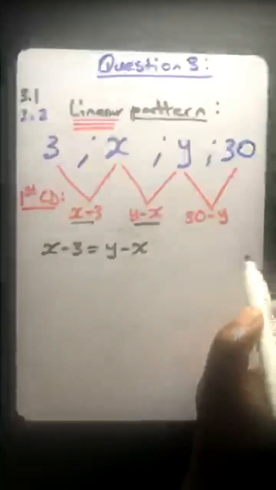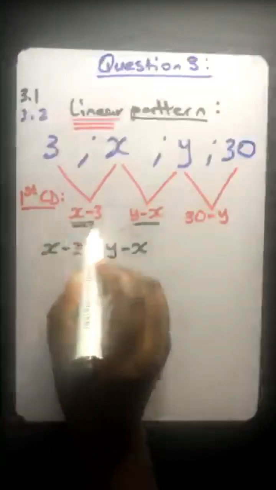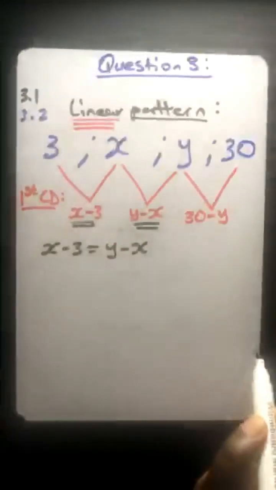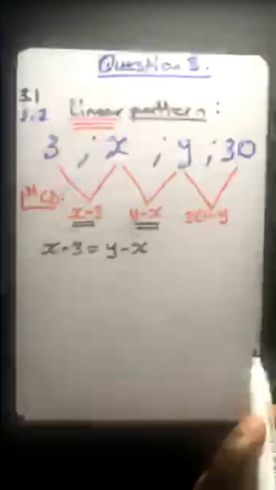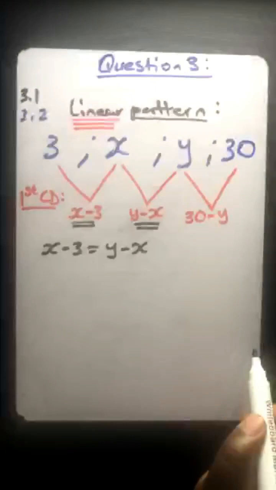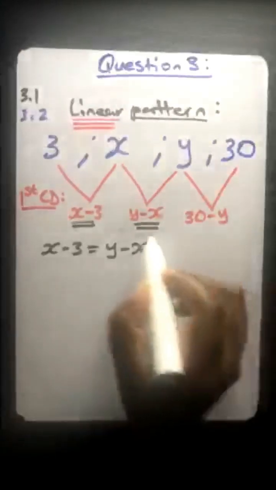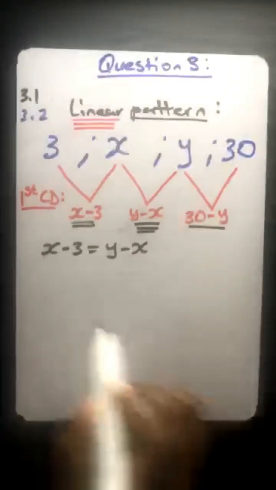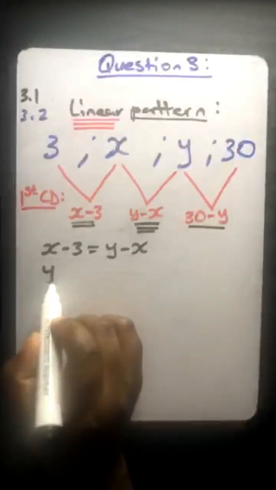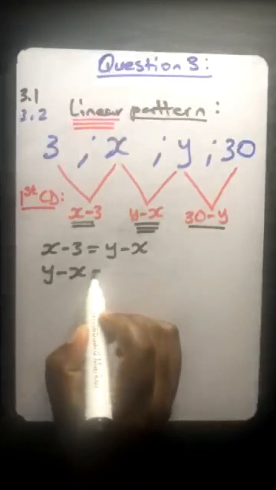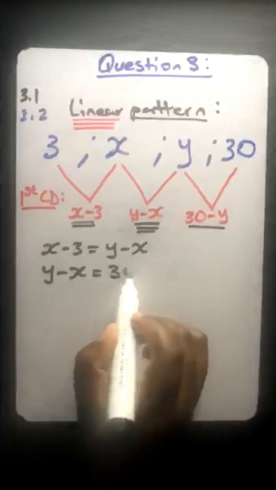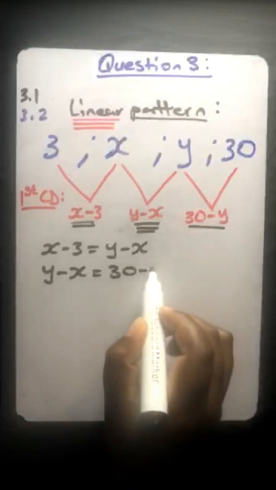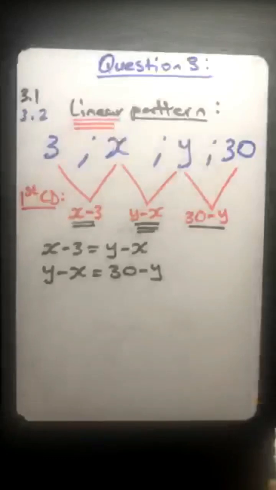Okay, let's see. Now that we have equated this to that, how about we equate this to that? That means we are going to have y minus x being equal to 30 minus y. I'm not sure if you guys agree with me on that one.